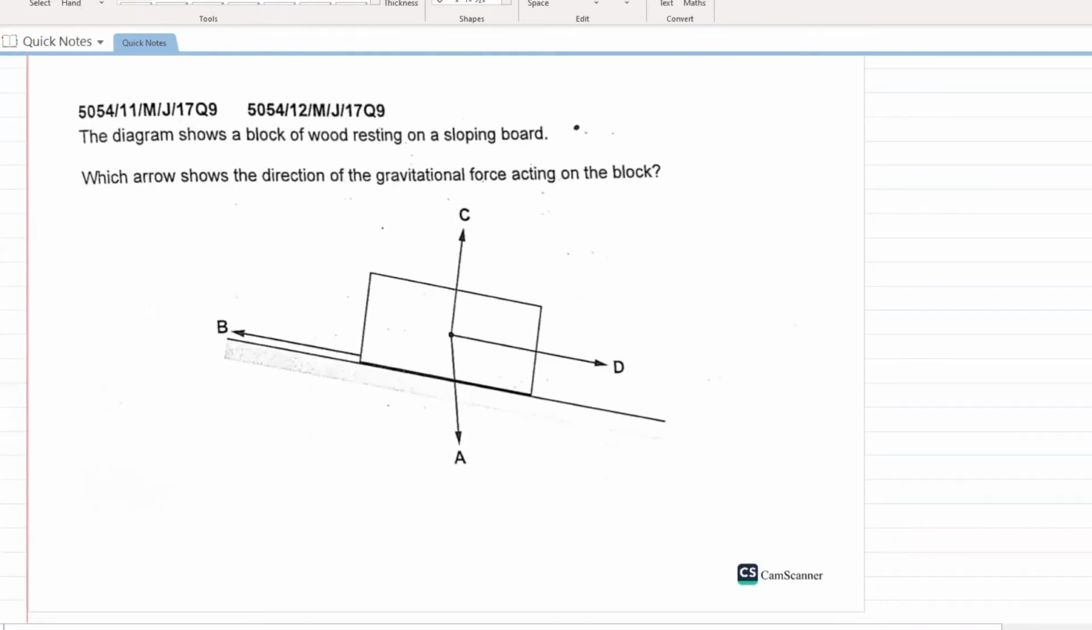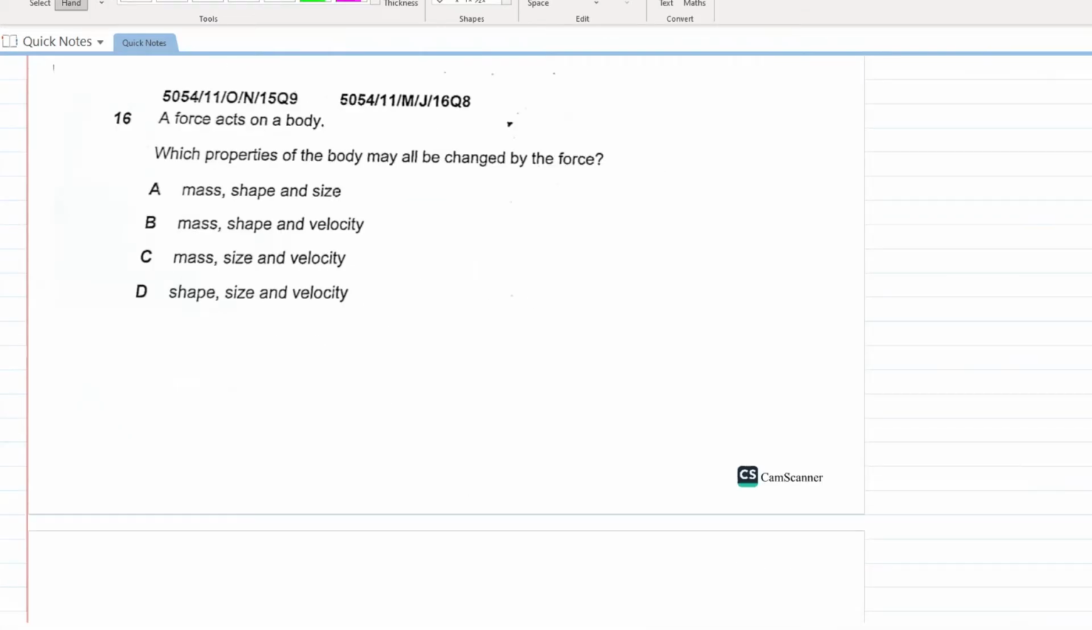The diagram shows a block of wood resting on a sloping board. Which arrow shows the direction of the gravitational force acting on the block? Whenever you are asked about the direction of gravitational force, that basically means how will the weight act? The weight always acts vertically downwards. A is your answer. Let's see this question.